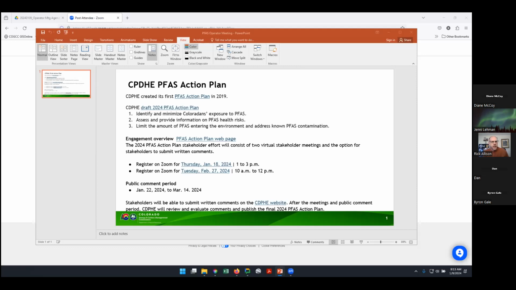So the process to engage is to, one, if you're not already aware, follow the hyperlink to the PFAS Action Plan webpage, and that'll have both a copy of the draft plan and links to two upcoming stakeholder meetings, one on January 18th and the second on February 27th. Interested parties can register for those stakeholder meetings. And then public comment is also available through CDPHE's website, and that period will be open through mid-March. That's all I have. Thanks.